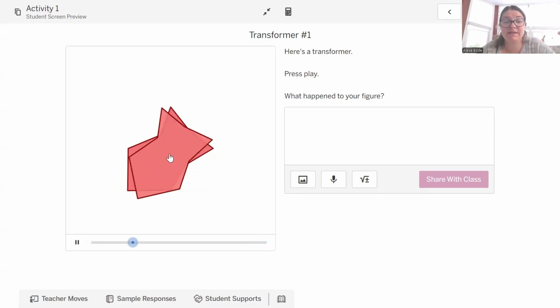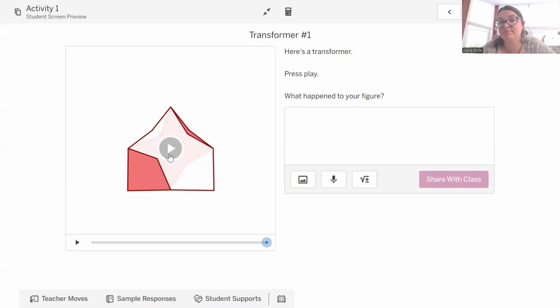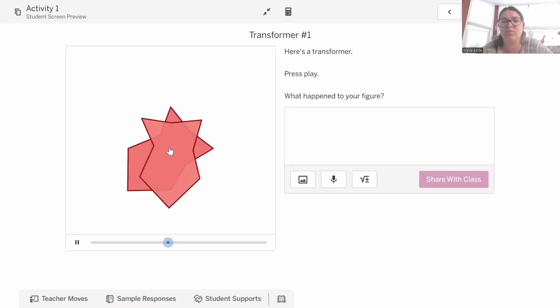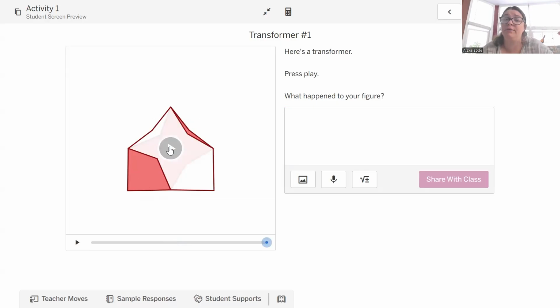Notice it's not facing the same direction, but it's kind of in the same spot. It's just been what? What happened to it? So type that in here and then share that with the class. Look at what other responses did your classmates say? What did your classmates call this?